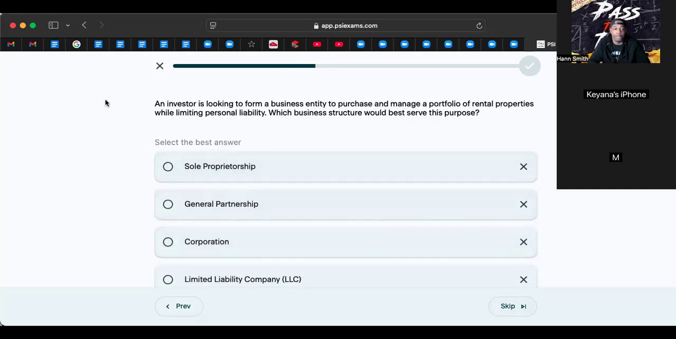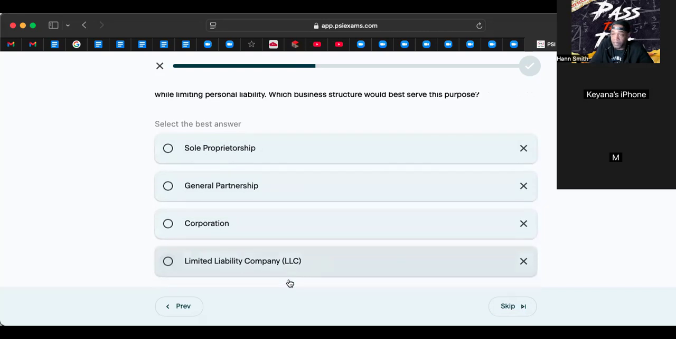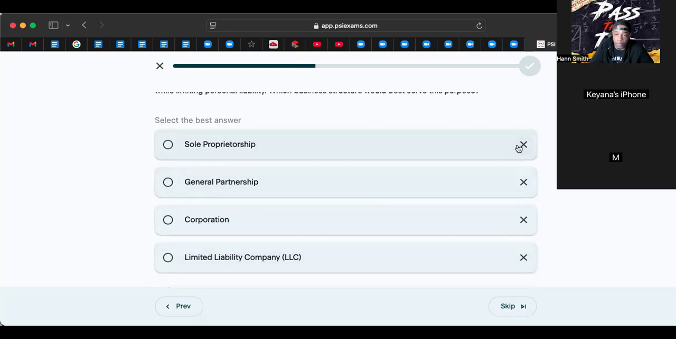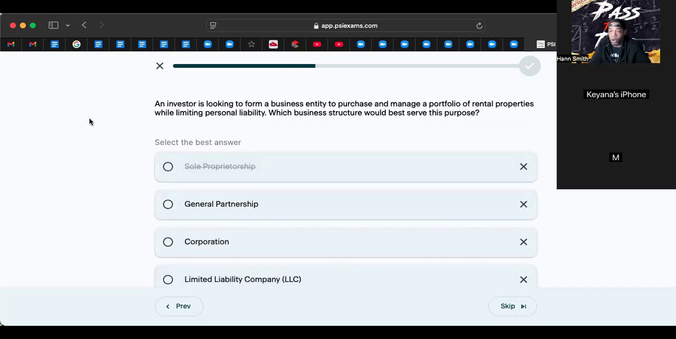All right. An investor is looking to form a business entity to purchase and manage a portfolio of rental properties while limiting personal liability. Which business structure best serves this purpose? We should be able to figure this one out. Is it sole proprietorship, general partnership, corporation, or limited liability company? I'm going to get rid of sole proprietorship. They take on all the liability. We can get rid of one.